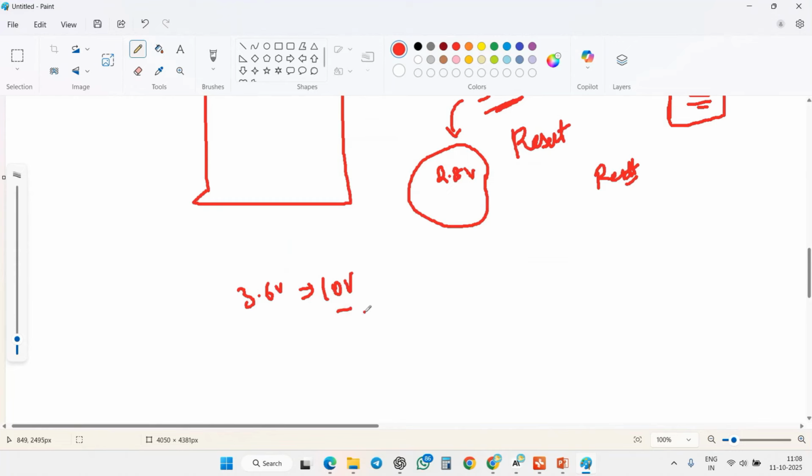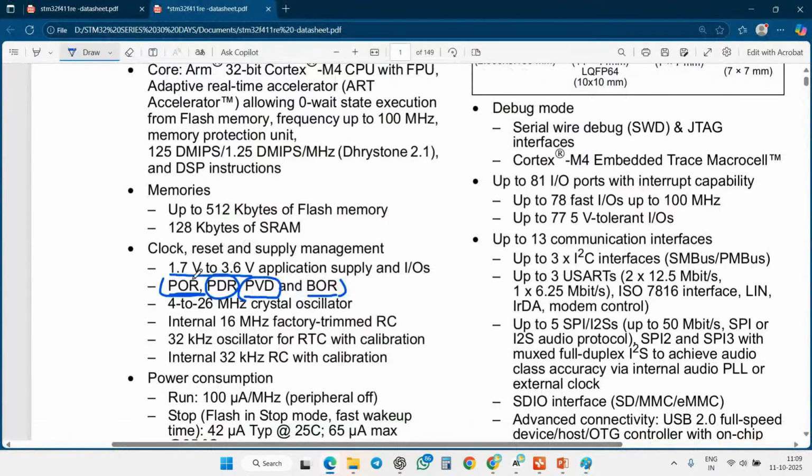Not exactly. It has an operating voltage, because this is the operating voltage for your core processor. So the range is this one. If you give some heavy voltage, it will get damaged. But if you give less voltage, below this range, then also it will get damaged.